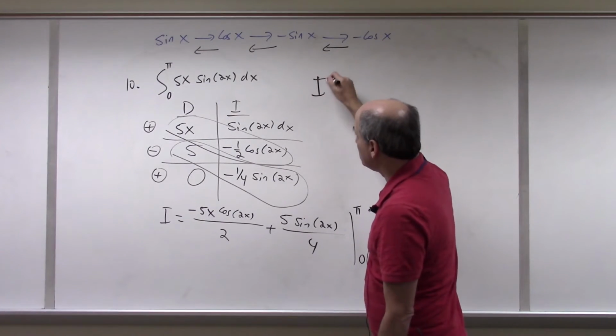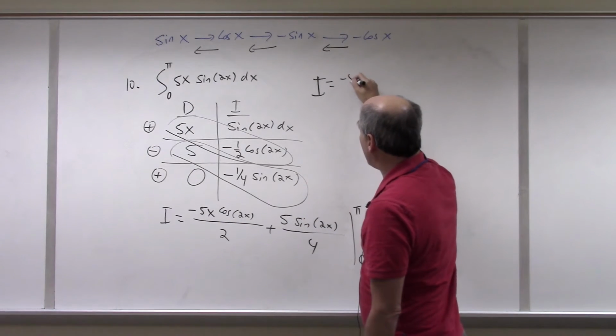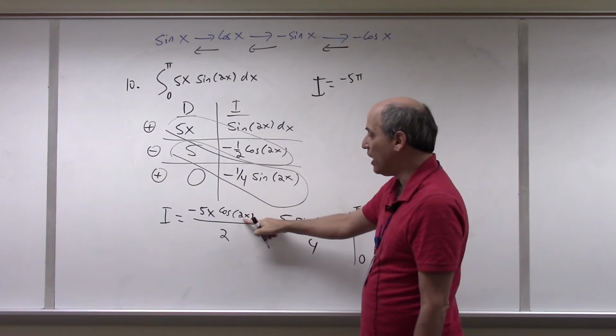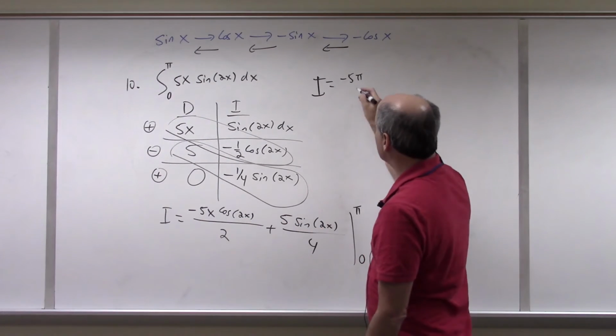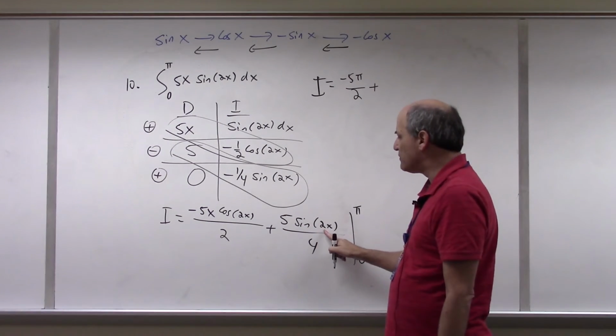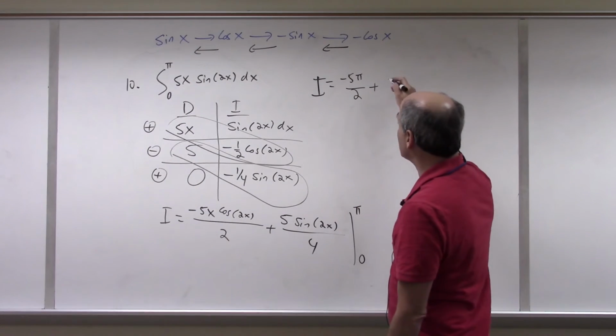So, if I plug in pi, I get negative 5 pi cosine of 2 pi, which is 1, because it's the same as cosine of 0, divided by 2, plus 5 times sine of 2 pi. Sine of 2 pi is the same as sine of 0. That's 0, so that term goes away.